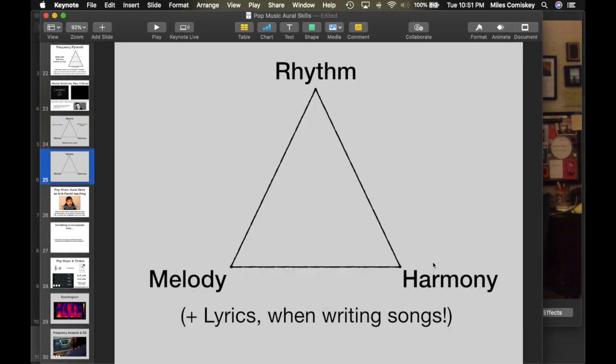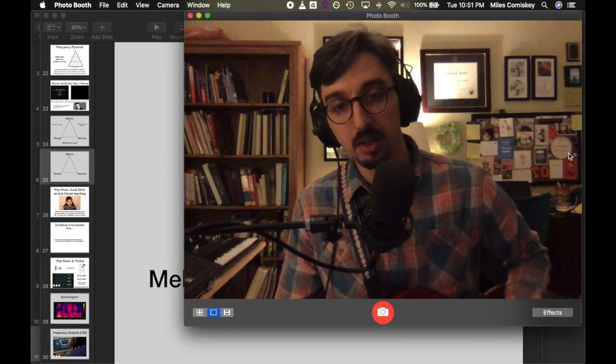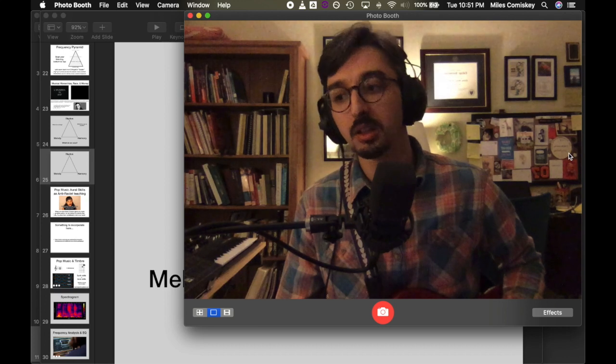Then I might try to find what's the harmony, what's the chords underneath it. So first I gotta find what note it is. It's E, and that sounds like kind of a happy sound. So I bet an E major will work with it. Wonderful.